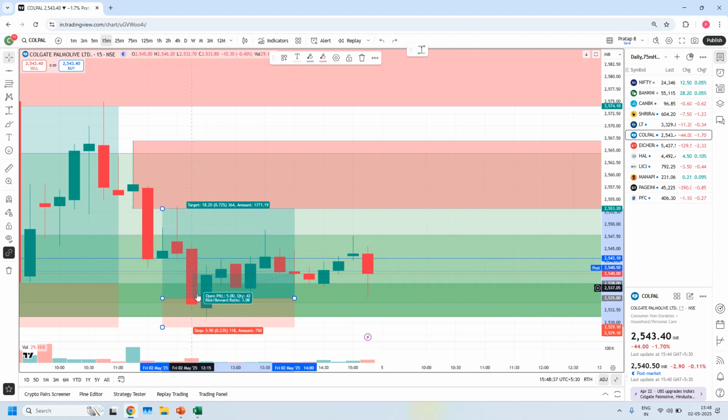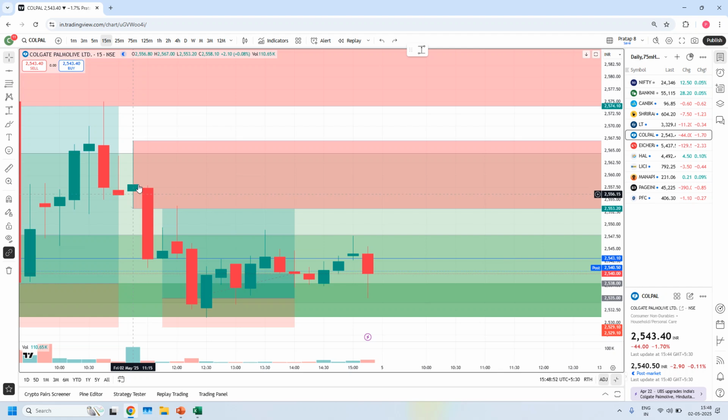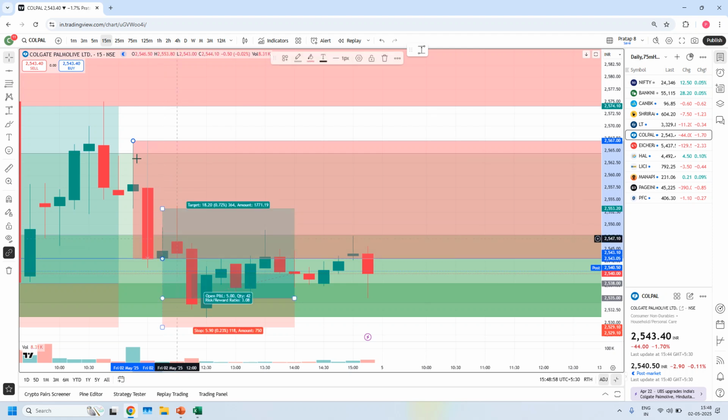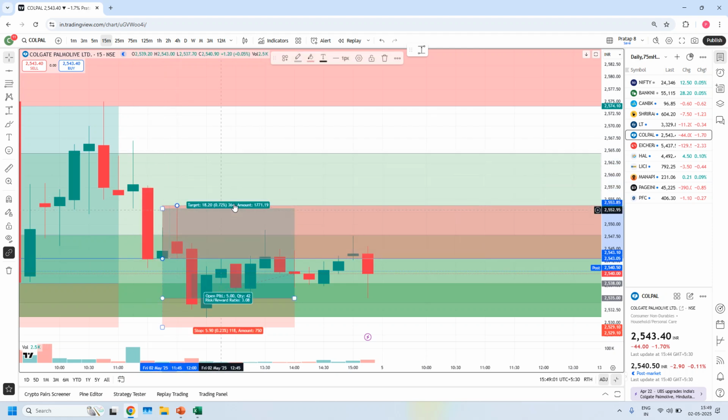Now immediately what you have to do? You have to revise your target. Even if there is no 1:3 RR, you have to book the profit here. How does your revised zone look? Something like this. Till here there won't be 1:3 RR, but you have to book because here you have a new 15 minutes target zone. That's why I have drawn this blue color line.